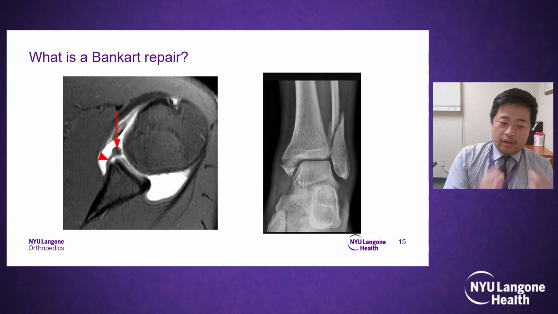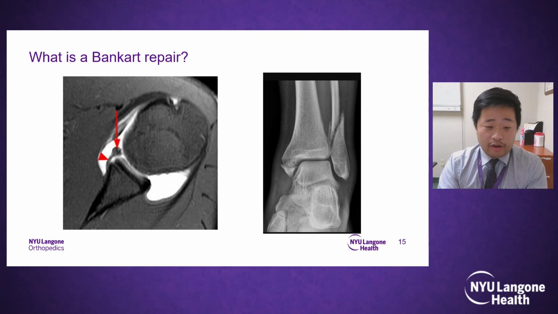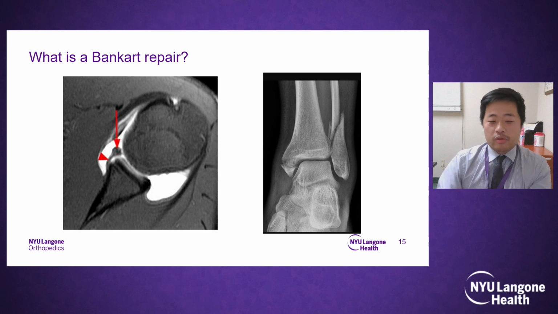And so for me, I think I agree with this. If you think about a Bankart injury like we have here on the left on MRI, I think in many ways we should think about it the same way we think about an ankle fracture. We have an anatomical problem. How can we restore the anatomy?